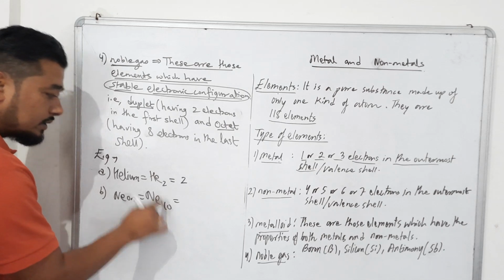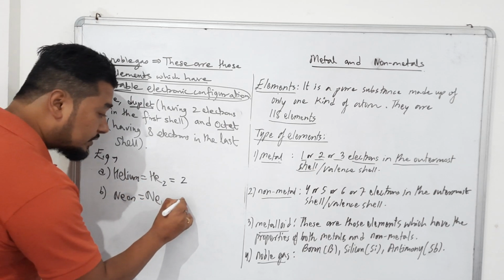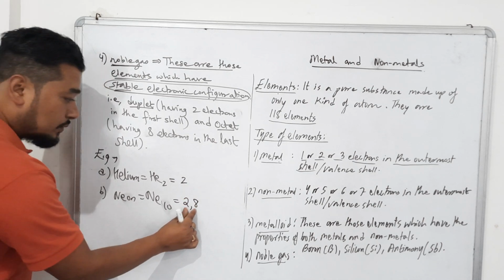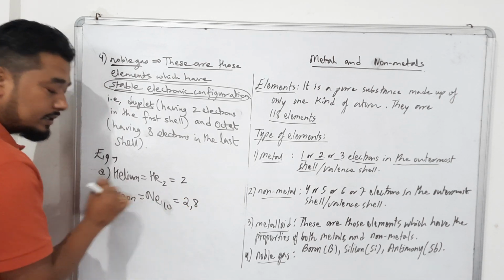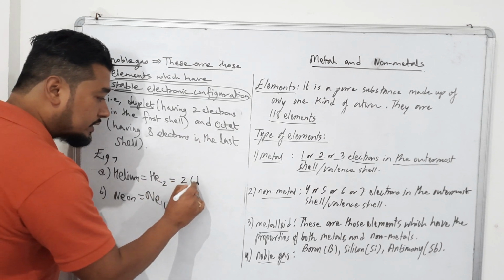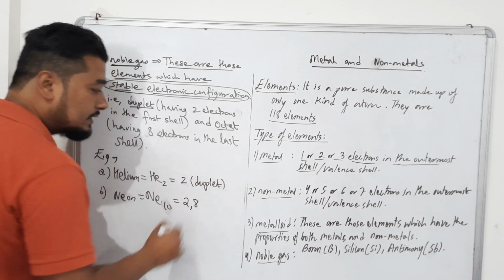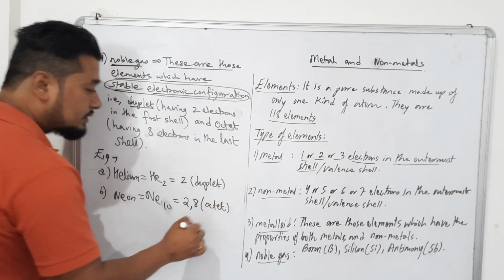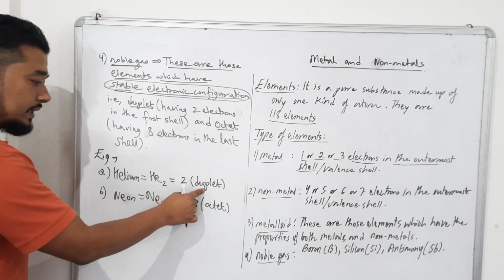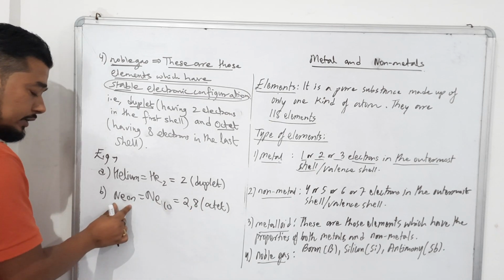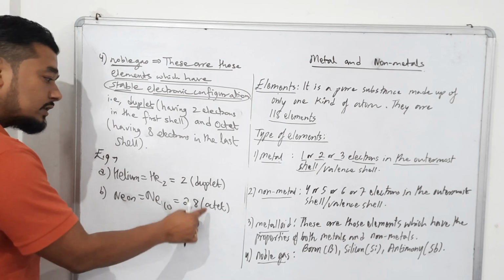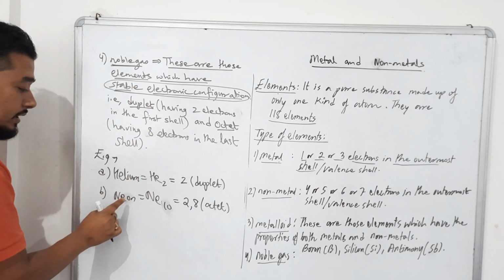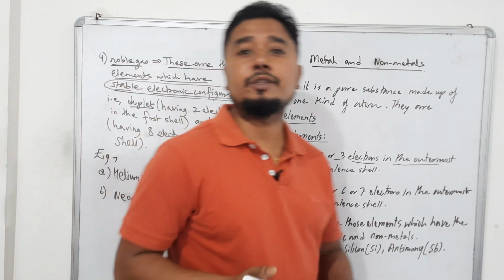Whereas here the atomic number is 10, so how to distribute the electrons? In the first shell how much to put? 2. In the second shell how much will you put? 8. And 2 plus 8 makes 10. Since it has 2 in the first shell, helium is duplet. Neon has 8 in the last shell, so it is octet, and both are stable configurations. So the examples of noble gas are helium and neon. If you remember this much, it is enough.